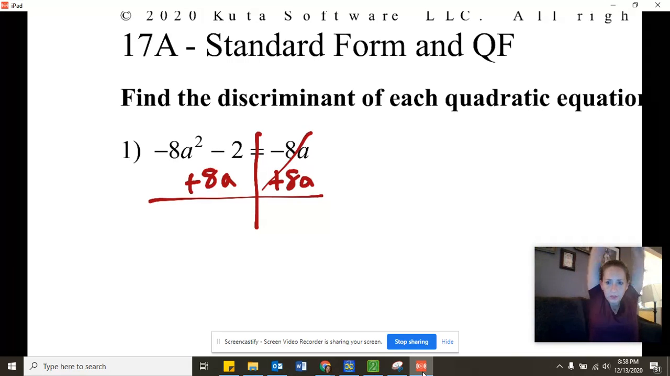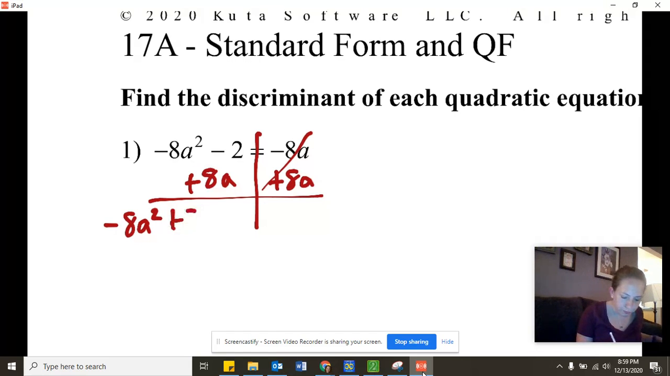So the squared stays by itself because a squared and a are two different things. So I'm going to bring down negative 8a squared. Then I'm going to do the 8a. Just bring down the minus 2. So now it equals 0. So now I can do the quadratic formula stuff.